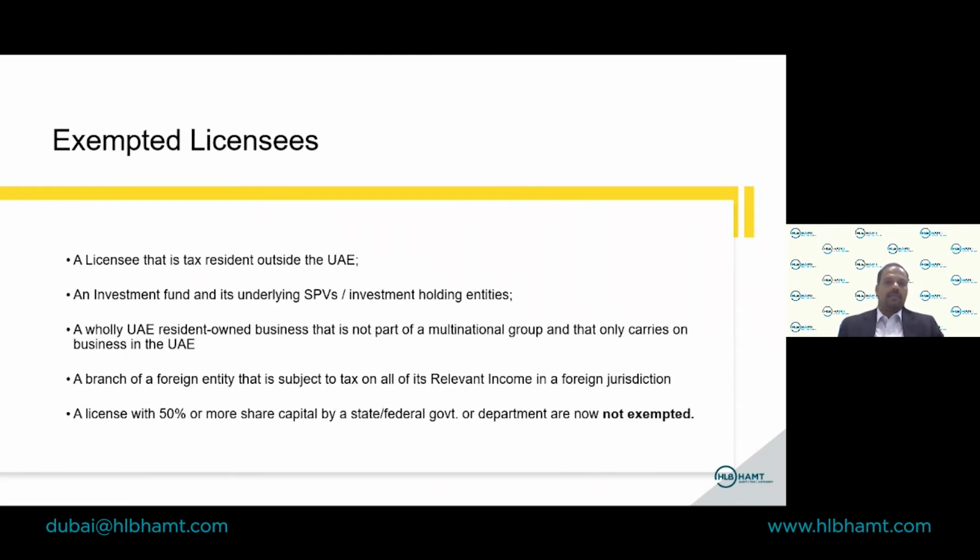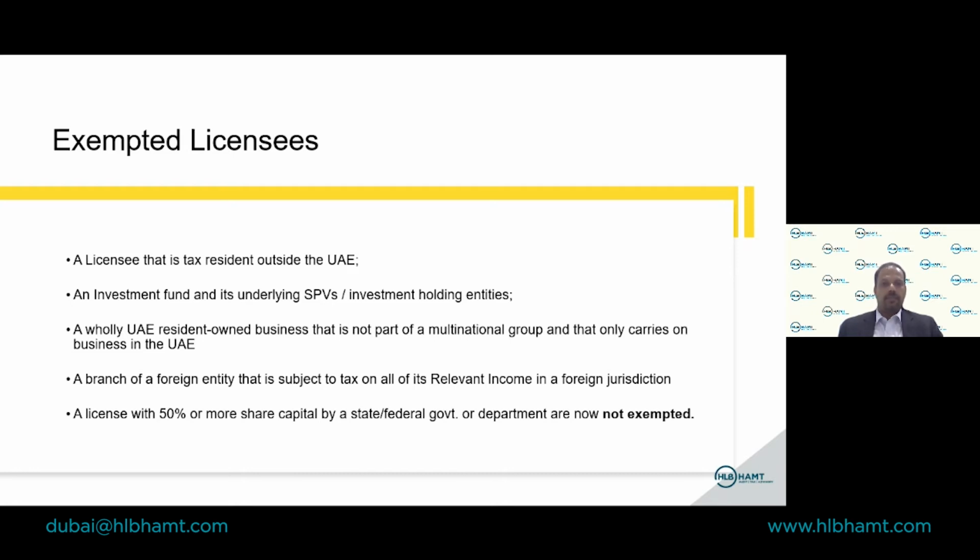And these are the exempted licenses. The licensee that is a tax resident outside the UAE, based on the definition, always applicable based on the double taxation treaty avoidance agreement. So if this company or the licensee is a tax resident outside the UAE, it is exempt. An investment fund and its underlying SPVs or investment holding entities. Simply an investment fund company, that is the meaning.